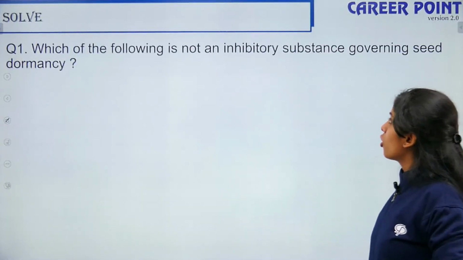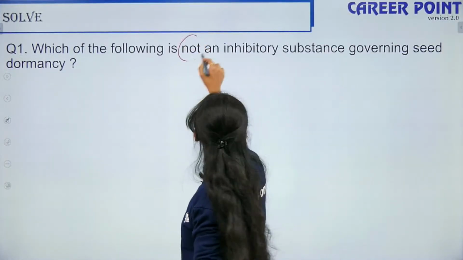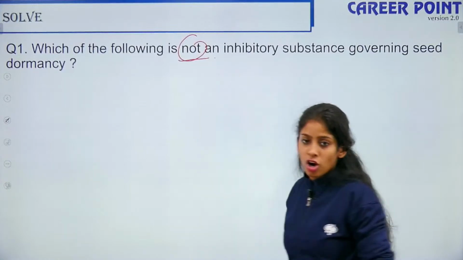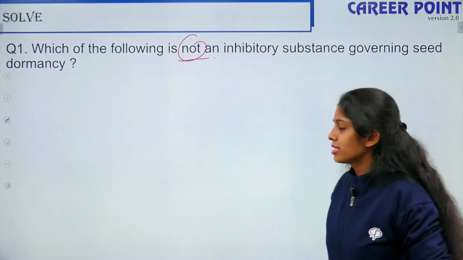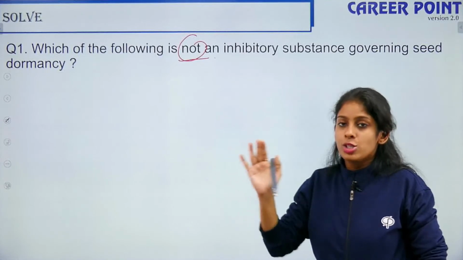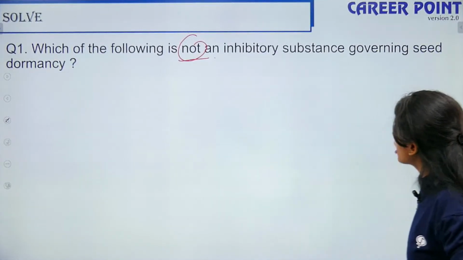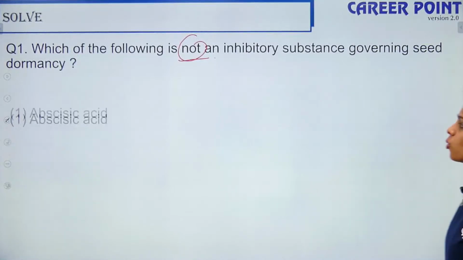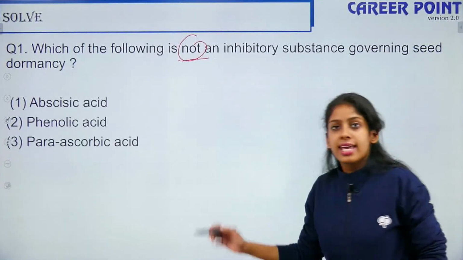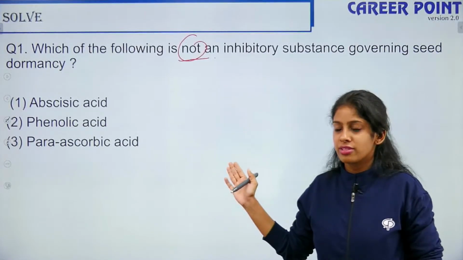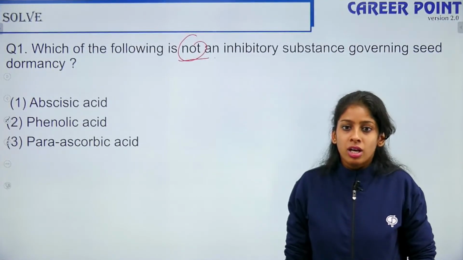So which of the following is not an inhibitory substance governing seed dormancy? So I guess some slides are missing. So whatever slides are there, let's solve. If it's missing, I will get it in the next class. So which of the following is not an inhibitory substance governing seed dormancy? Yes, this is our topic which we have discussed recently, right?